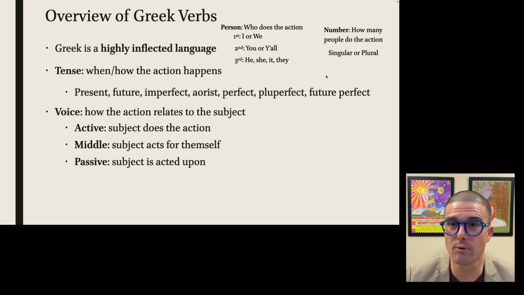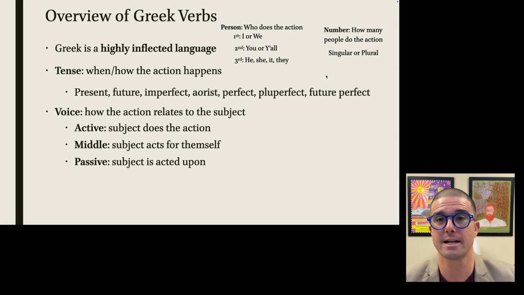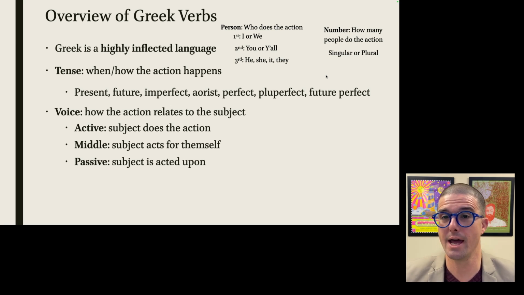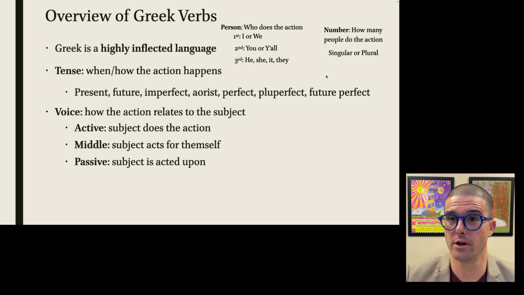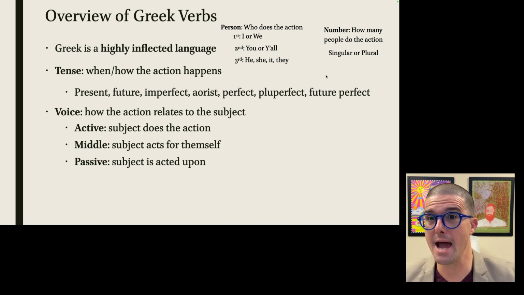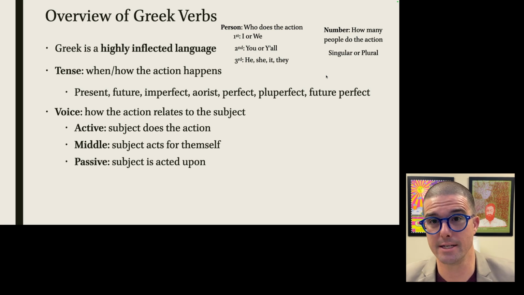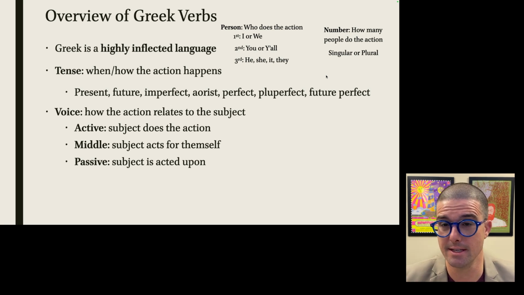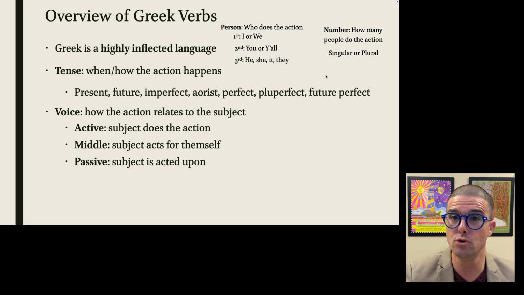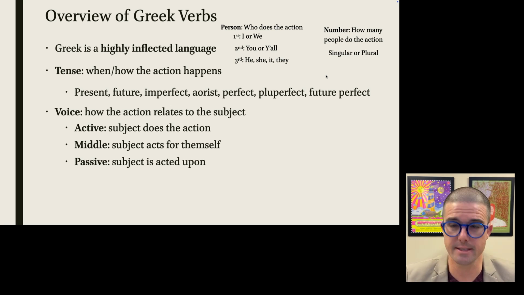And then the passive voice is when the subject is acted upon. Dr. Elder was taught Greek. Someone else was doing the teaching. Dr. Elder was taught Greek by Dr. Kim, or the student was taught Greek by Dr. Elder. The subject of the sentence, Dr. Elder or the student, is not actually doing the action. The action is being done to the subject of the sentence.